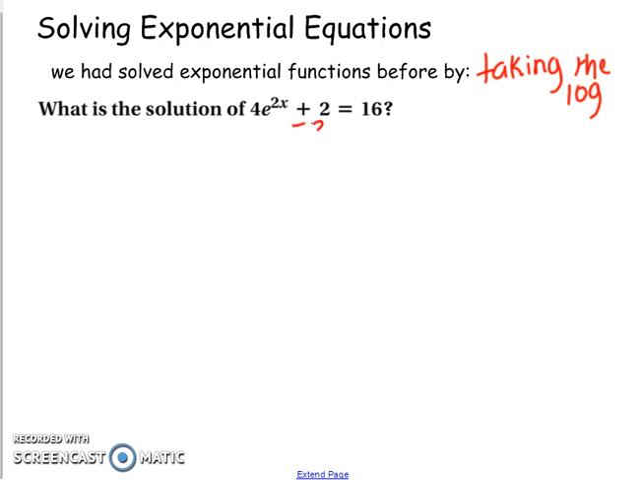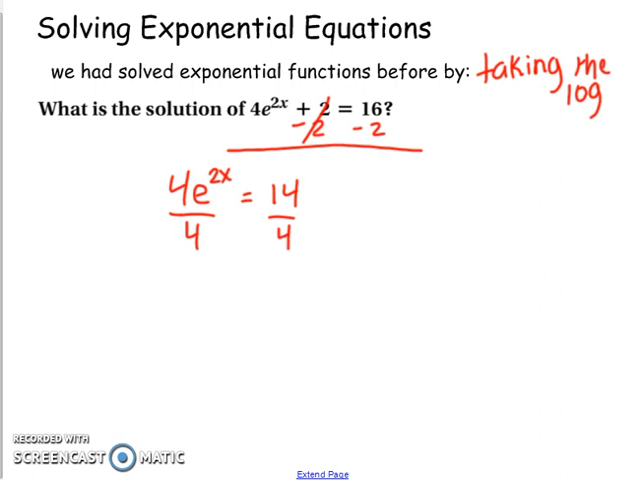So first thing we're going to do in this case is minus the 2. So we have 4e to the 2x equals 14. Then we're going to divide out the 4. So we're trying to get the e by itself. e to the 2x equals 3.5. And then instead of taking the log, we're going to take the ln of each side.